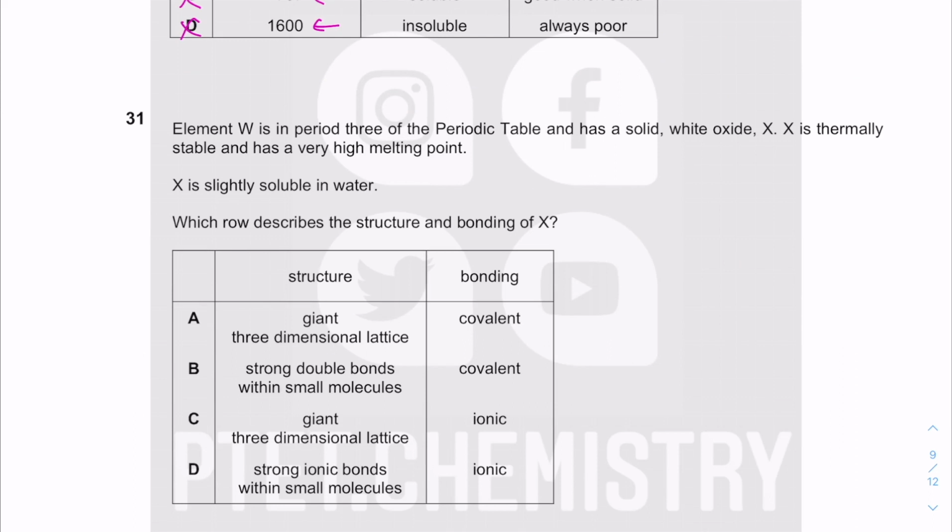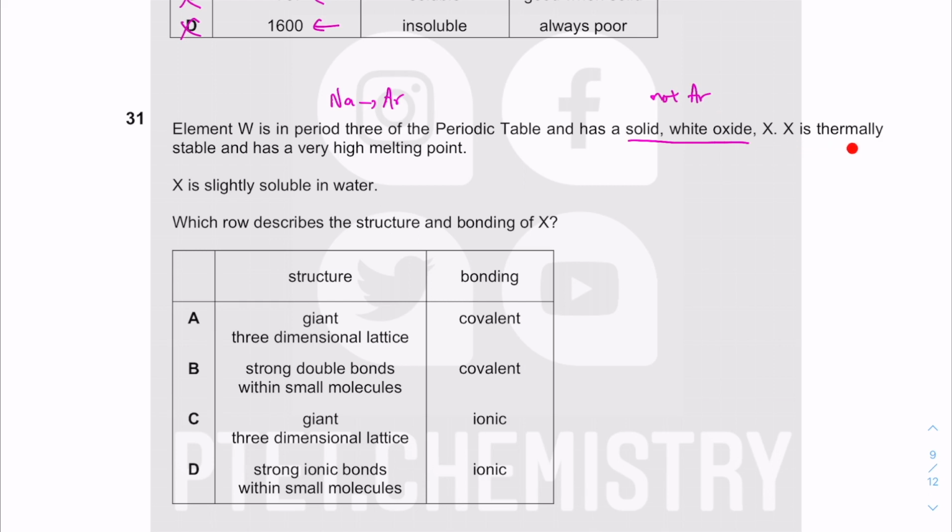Element W is in period 3, so you have sodium all the way to argon. It has a solid white oxide. You can say it's not argon, because X forms a compound with oxygen. Noble gases are nice and happy on their own. They don't form a compound with oxygen. That's why noble gases are called noble gases, they are unreactive.